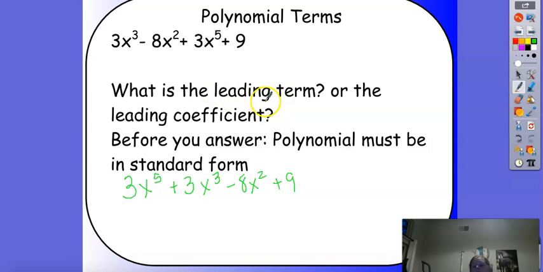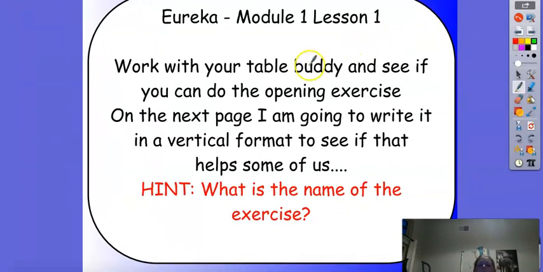So now I can answer the question, what is the leading term or the leading coefficient? It's 3. Okay. And it has 4 terms. The degree of the polynomial is 5. Okay. Let's go to the next one.